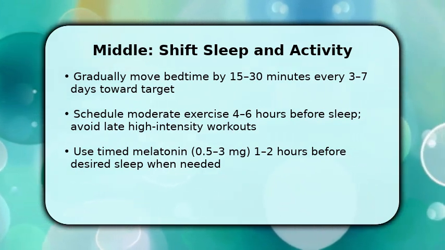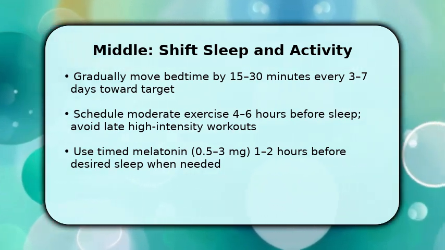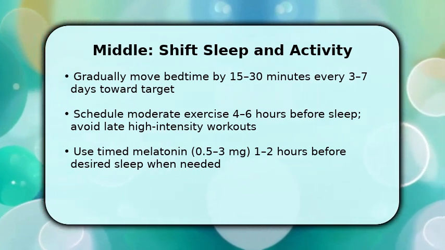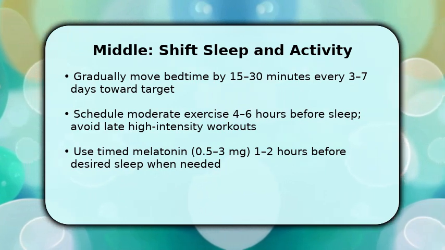If progress stalls, consider low-dose melatonin 1 to 2 hours before your goal bedtime. Timed doses mimic the biological signal that helps move circadian timing.